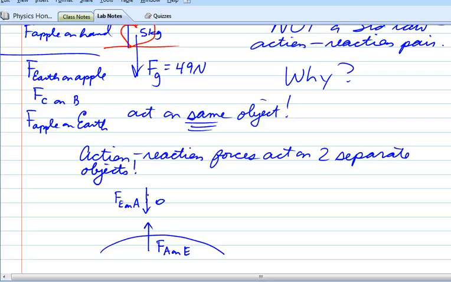This is really what we talk about when we mention third law pairs. The thing to remember is that if A acts on B, then the reaction is B acting on A. Those appear on two separate free body diagrams.